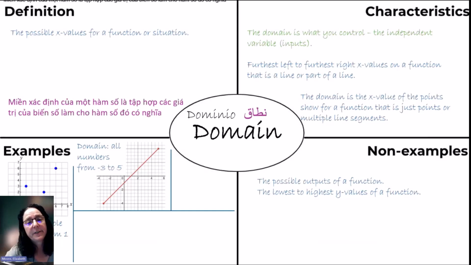Here, I have included a possible student-friendly definition: the possible X values for a function or situation. A potential connection to common meanings: perhaps the domain is what you control, kind of the independent variable or inputs, or what the government takes from you in that eminent domain case. Some other characteristics are the furthest left to the furthest right X values on a function that's a line or part of a line, or curve.